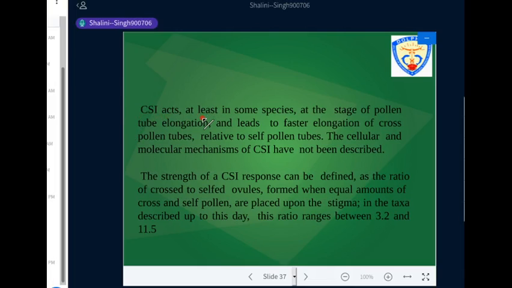CSI acts, at least in some species, at the stage of pollen tube elongation and leads to faster elongation of cross-pollen tubes relative to self-pollen. The cellular and molecular mechanisms of cryptic self-incompatibility have not been described. The strength of this response can be defined as the ratio of cross to self ovules formed with equal amounts of cross and self pollen.